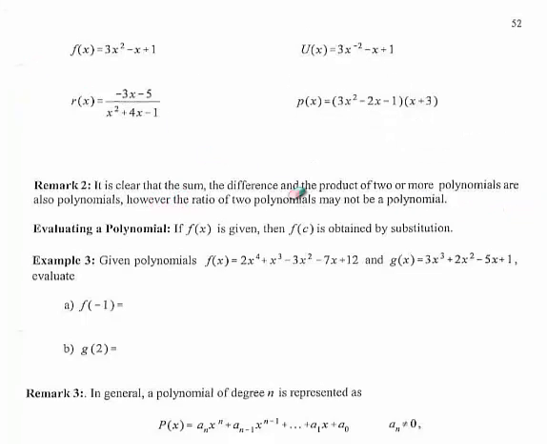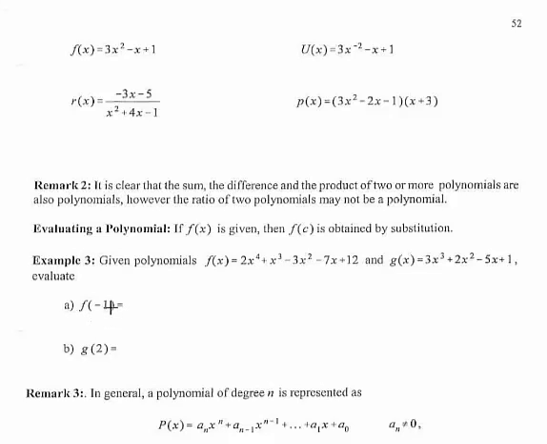So remark 2, the sum, difference, or product of two or more polynomials are also polynomials. We saw an example of the product there with little p of x. Evaluating a polynomial, if f of x is given, then f of c is obtained by substitution. So we've seen this several times throughout the workbook already.